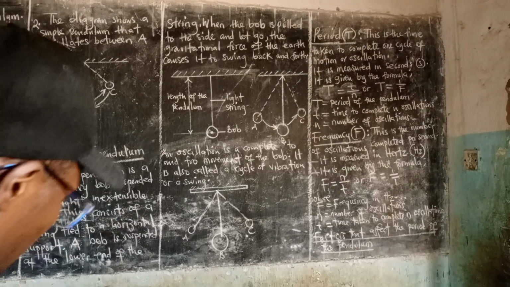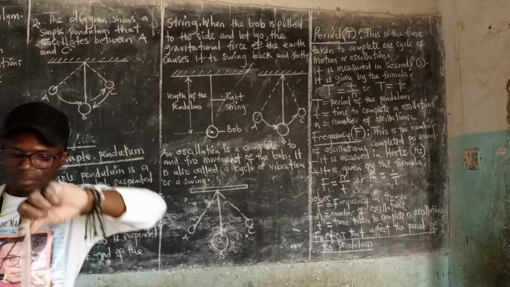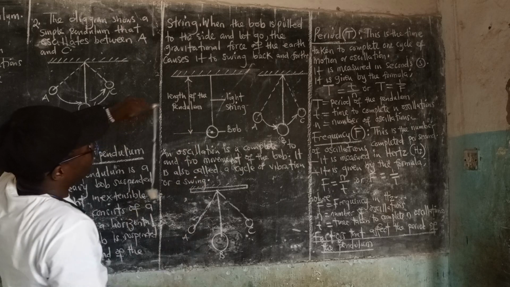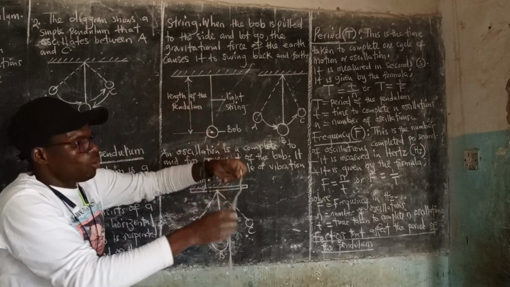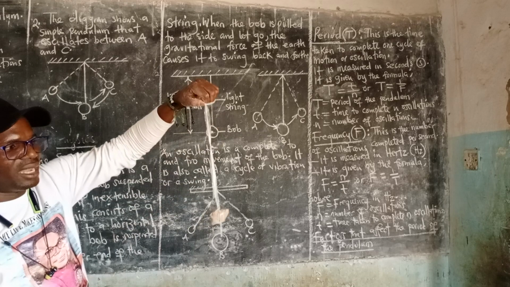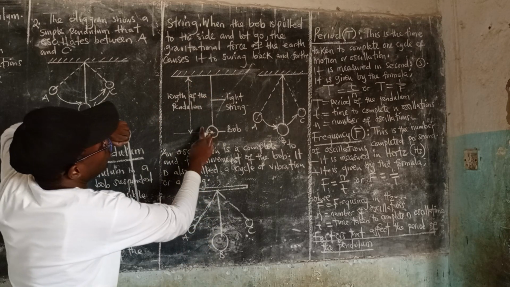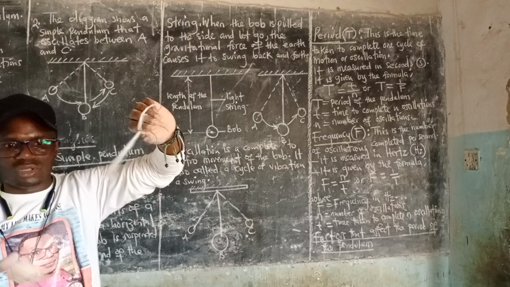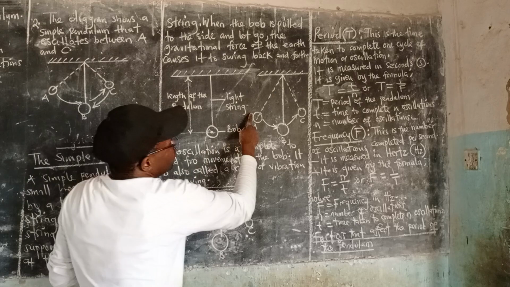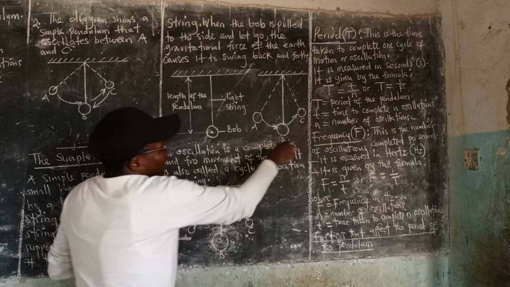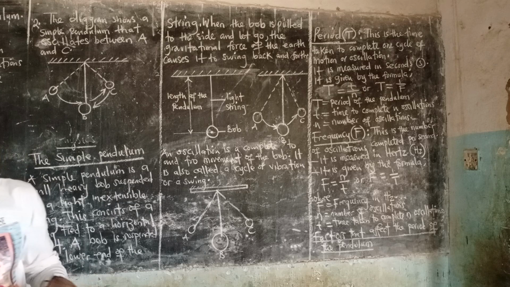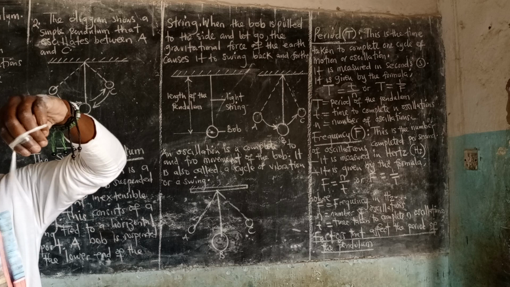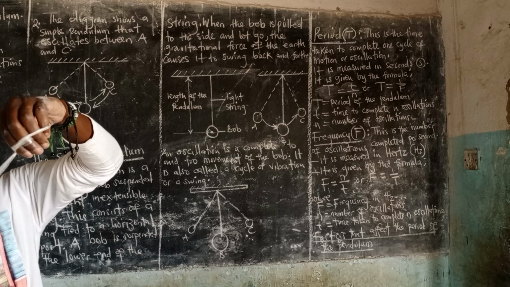Okay, now listen. This is an example of a simple pendulum. This is the length of the pendulum, and then the support. The bulb swings from A to C and then back to A. So when it goes from A to C and back to A, it makes a complete circle, 1 circle. When I put it from here and release it, that is 1, then 2, then 3, then 4, then 5.